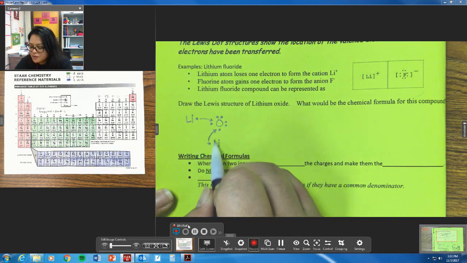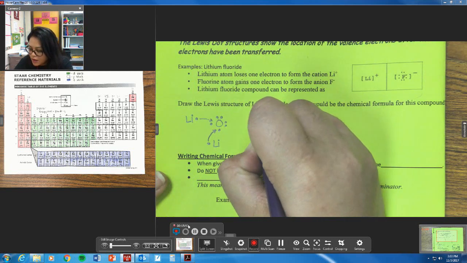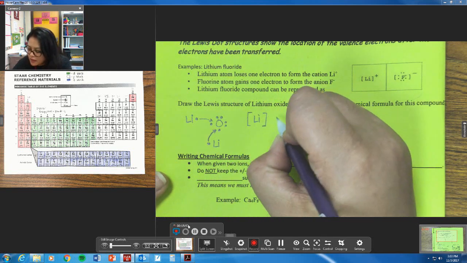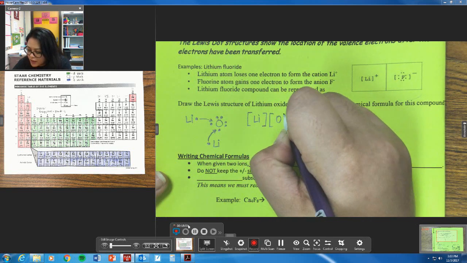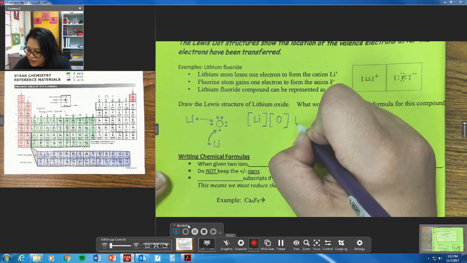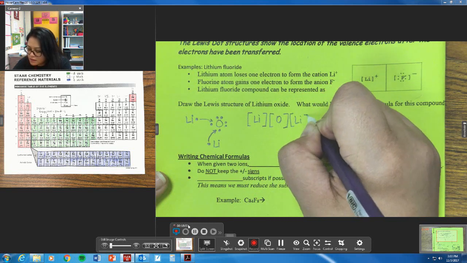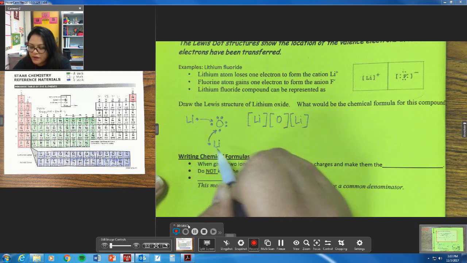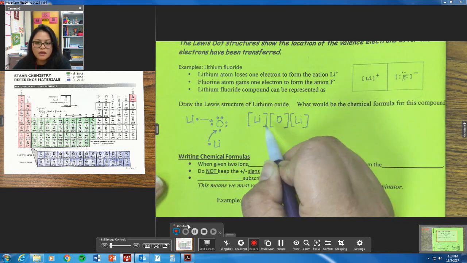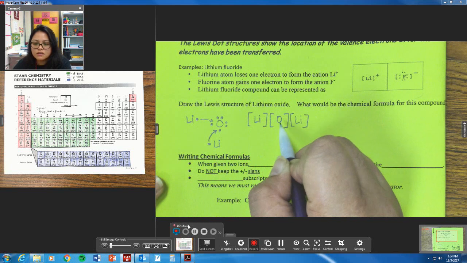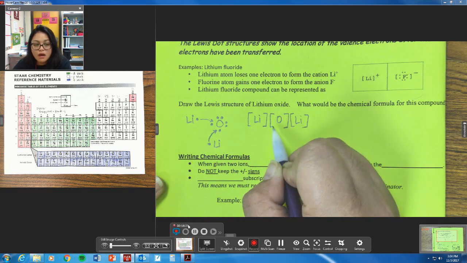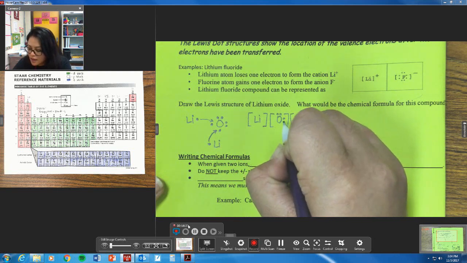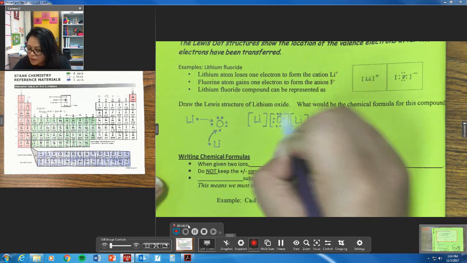If you notice, we have 2 lithiums and 1 oxygen. So I have a lithium in brackets, and then an oxygen in brackets, and then another lithium in brackets. Now we're going to go back to our Lewis structure drawing. Does lithium have any more electrons? No, right? Because we've given those away to oxygen. And how many valence electrons does oxygen have now? Well, it has 8 now because it's received electrons from lithium.